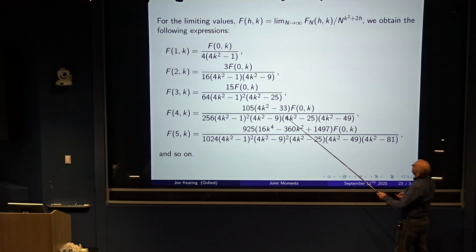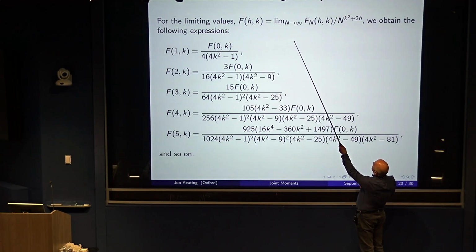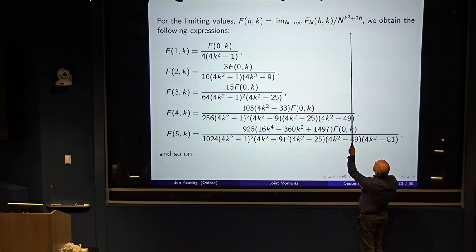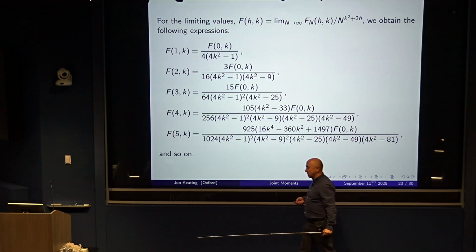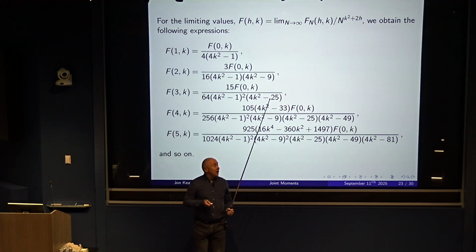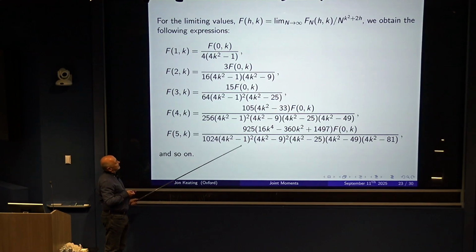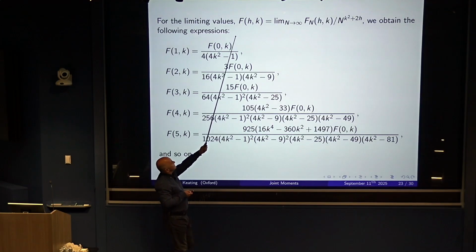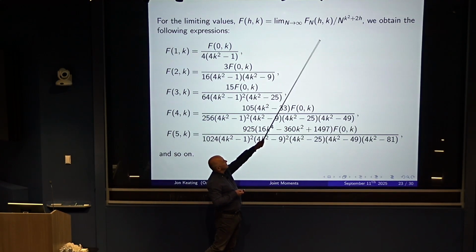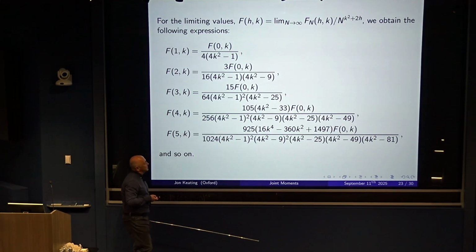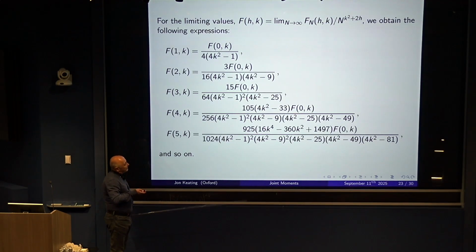Those formulae I just showed you, if you take the limit as n tends to infinity, they do indeed, the terms grow like n to the power k squared plus 2h, which is what Chris Hughes had conjectured. And you get these expressions, very explicit expressions for the function f, which is defined to be the limit of the joint moments divided by n to the power k squared plus 2h. So this is a way of getting very explicit formulae out if you want them.